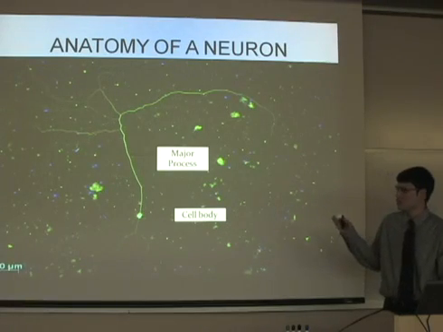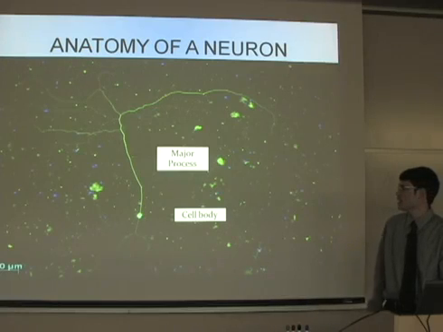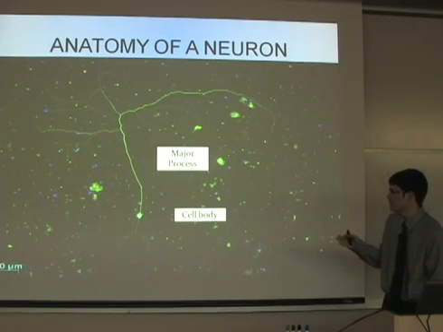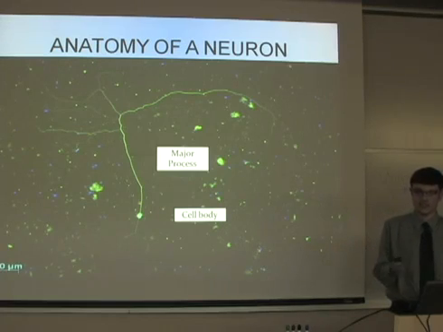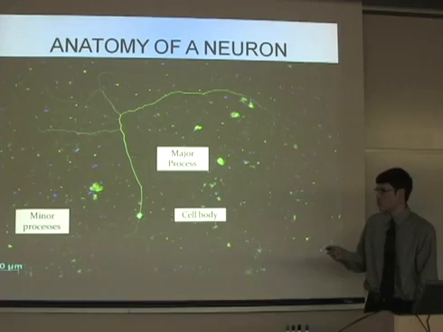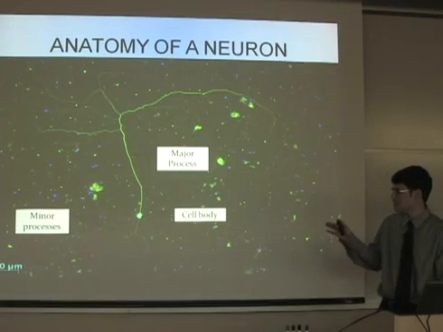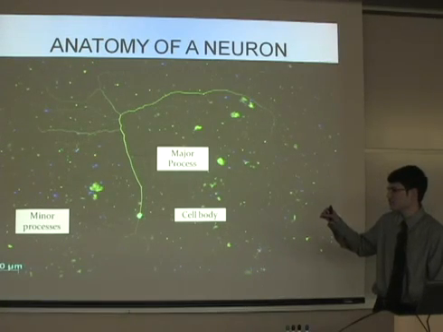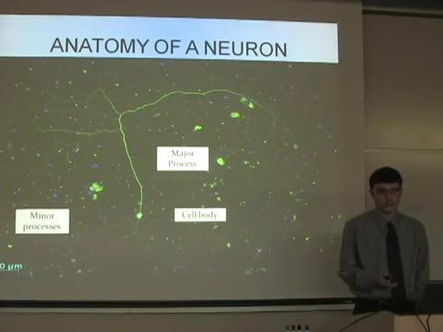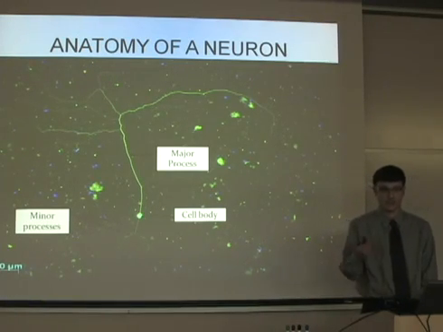We also have the major process, which protrudes from the cell body and matures into an axon. This axon is the one that sends signals to other neurons. Finally, we have what are called minor processes, or cellular extensions that come from the cell body and mature into dendrites. These dendrites have the ability to receive signals from other neurons.